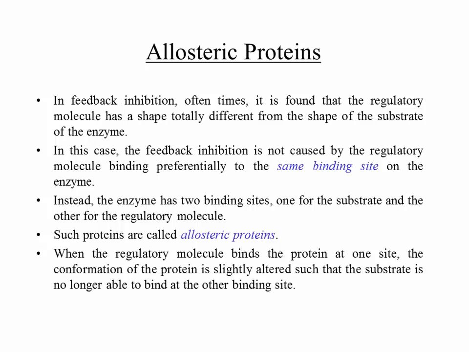Instead, the enzyme here has two binding sites, right? One for the substrate, one for the regulatory molecule. And these proteins are called allosteric proteins. So when the regulatory molecule binds the protein at one site, it slightly changes the shape of the protein, because of which the substrate cannot bind at the other site, because the shape has been altered, right? And this was quite puzzling to scientists initially, but finally they figured out this kind of allosteric protein activity.